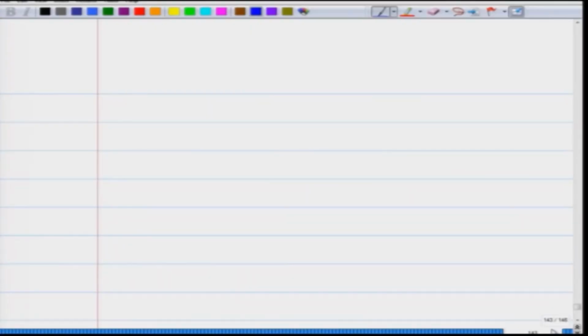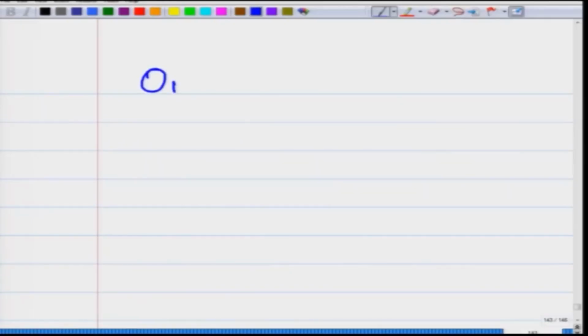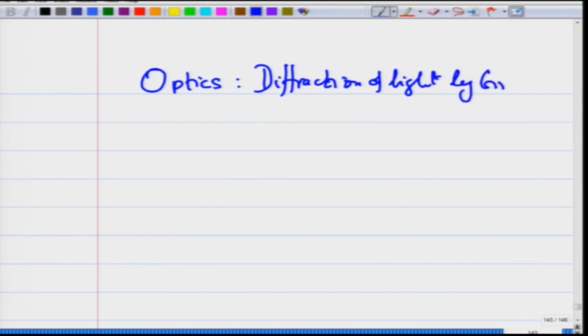Now, how does one understand this phenomenon of electromagnetic waves interacting with the periodic arrangement of atoms inside the crystal? To understand that, let us again look at something you already know from optics, and that is the phenomenon of diffraction of light by gratings.